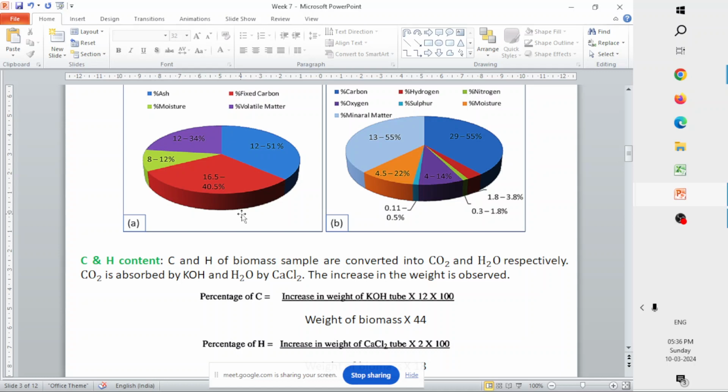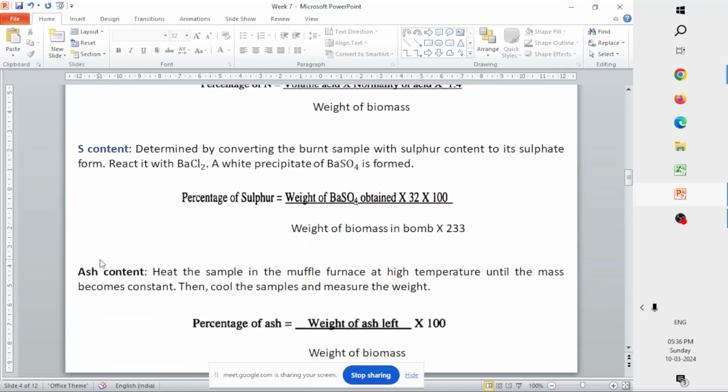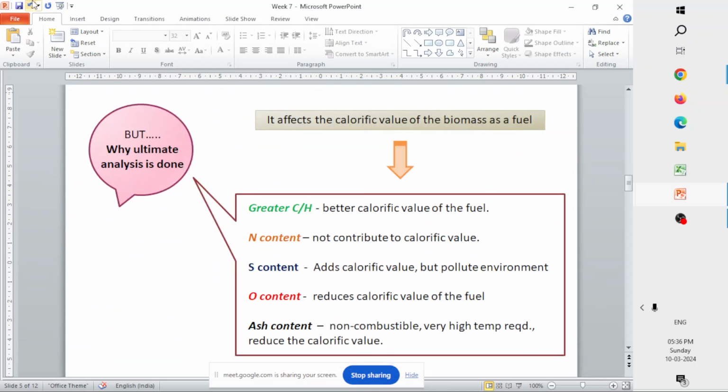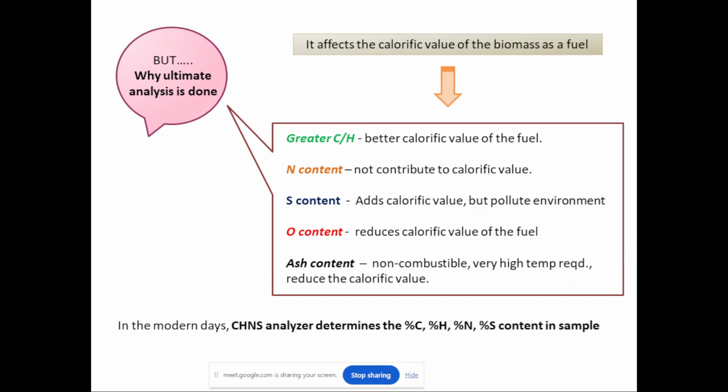So let us now look at why we do the ultimate analysis of our biomass sample. The question is, why is ultimate analysis done? The answer is that the percentage of elemental composition present in your biomass sample actually affects the calorific value of your biomass as a fuel. If you have any idea about calorific value, can you tell me what you understand by the term calorific value?